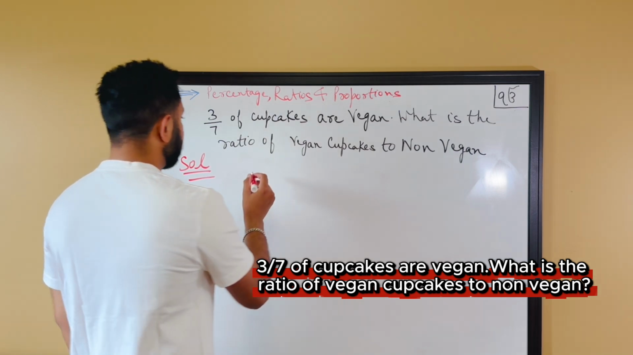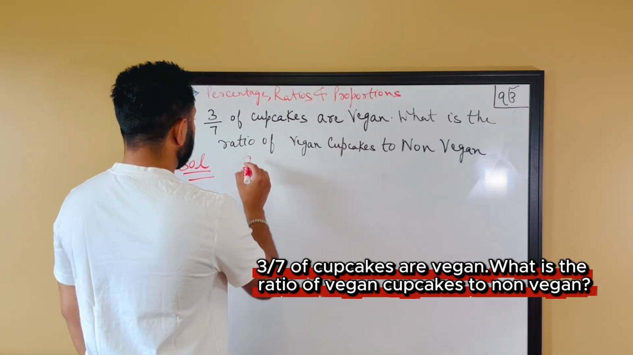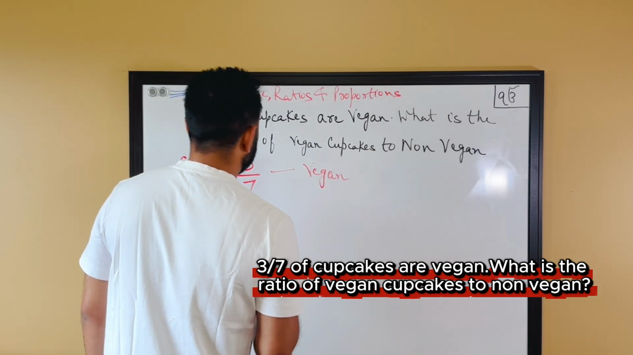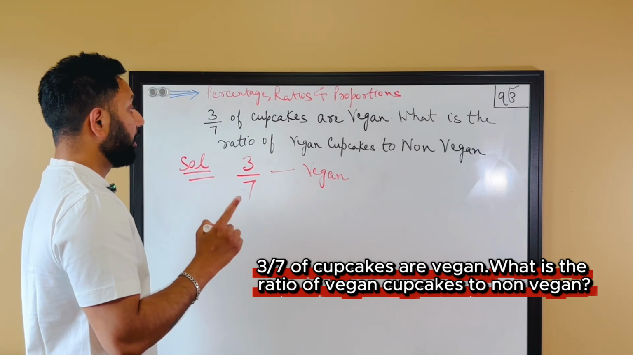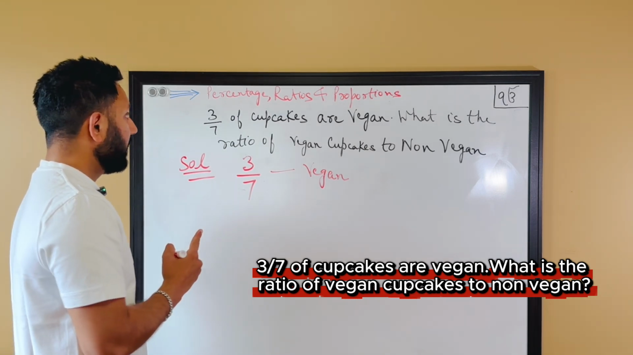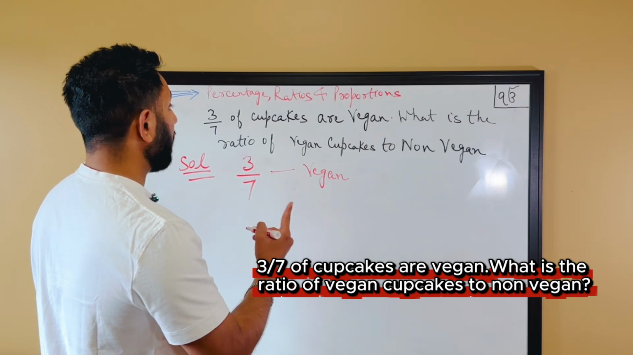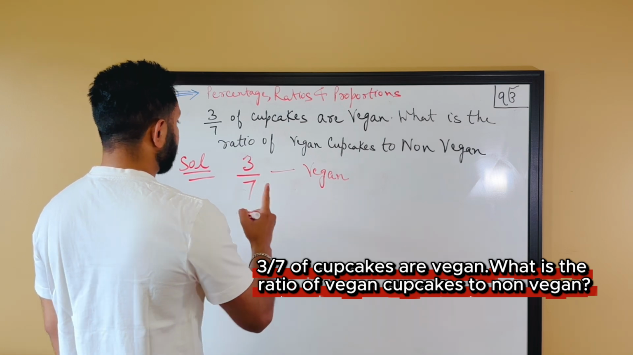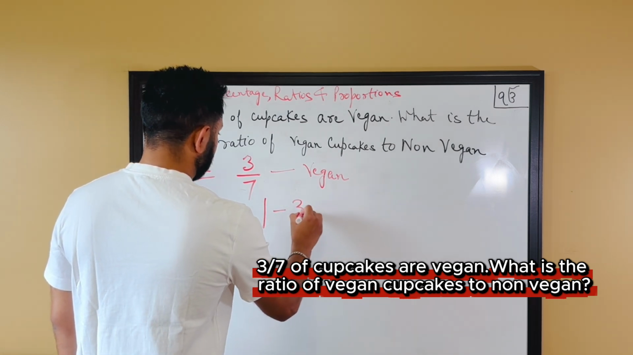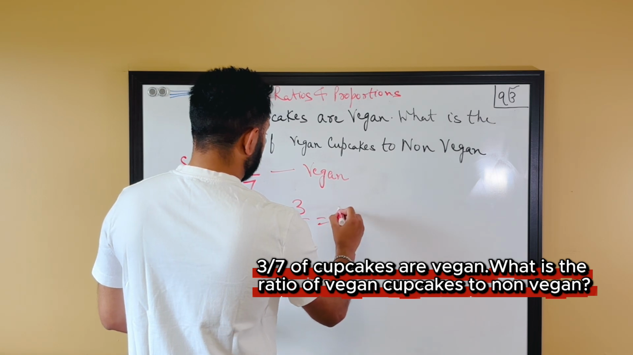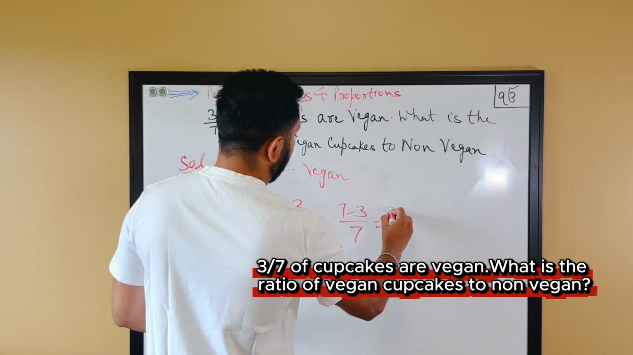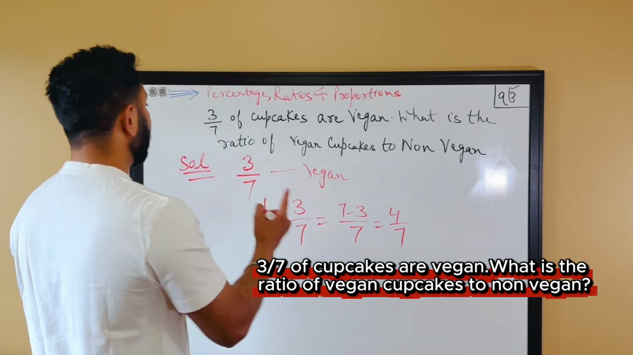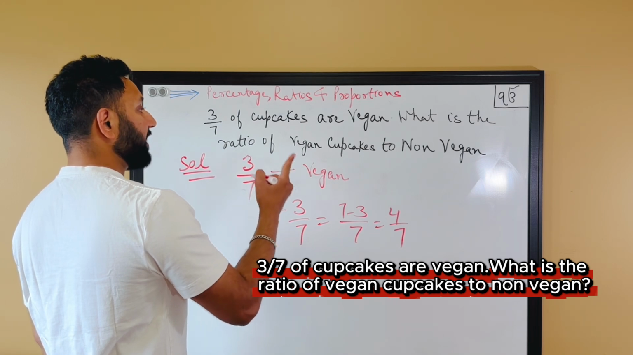So what we are given is 3/7 of the cupcakes are vegan. So that means 3/7 out of 1, which is the maximum value, is vegan. And let's calculate the non-vegan cupcakes first. As we know that the maximum value of a fraction is 1, so 1 minus 3/7 comes out to be 4/7. And what we need to find out is the ratio of vegan cupcakes to non-vegan.